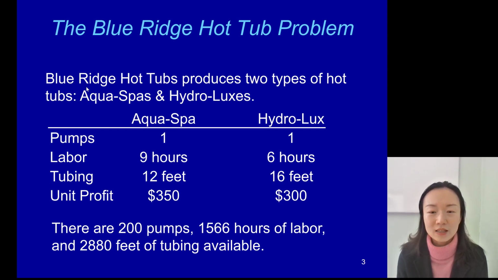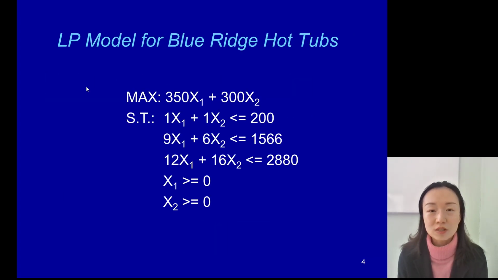So once we had this model for this problem, if you recall, we have 2 decision variables. The objective function is a linear combination of the unit profit and our decision variables representing the number of the 2 types of hot tubs to manufacture. And the constraints, we have 3 of them, each representing the resources to be used by producing the 2 types of hot tubs need to be less than or equal to the resources available. And we also have the non-negativity constraints.